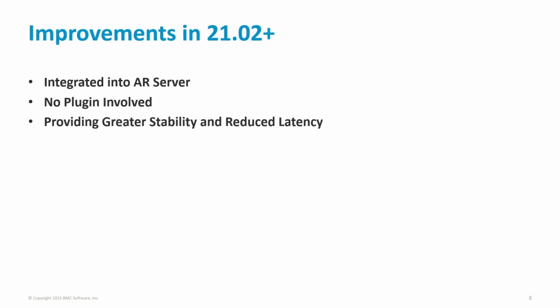Some improvements in 2102 and beyond, because Approval Server is one of our most developed components in the Remedy and Helix suite, is we now have integrated it into AR Server. Just like we talked about previously, you'd have to get the plugin server debug logs. That's no longer needed because it is integrated into AR Server as of 2102. So that means there's no plugin involved. What that really does is it provides greater stability and reduced latency. So it just makes it a better product overall.